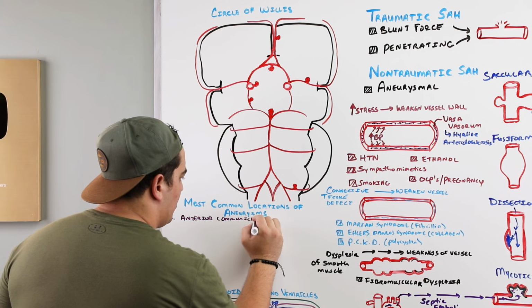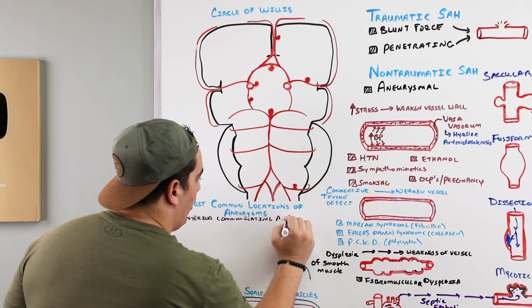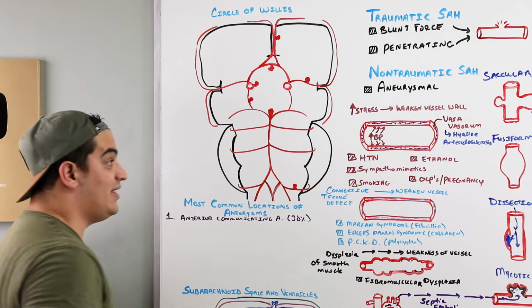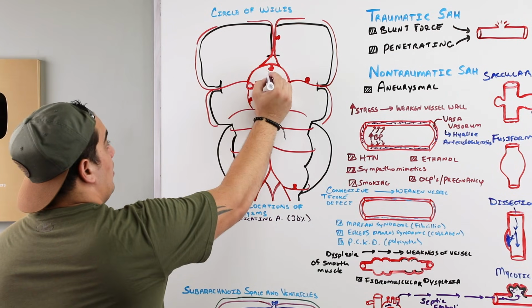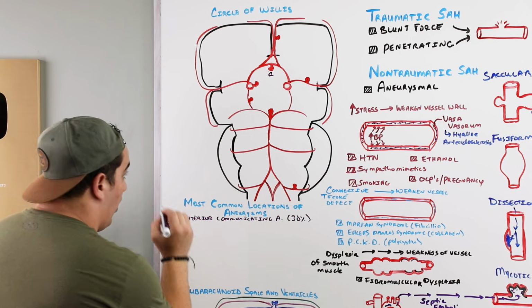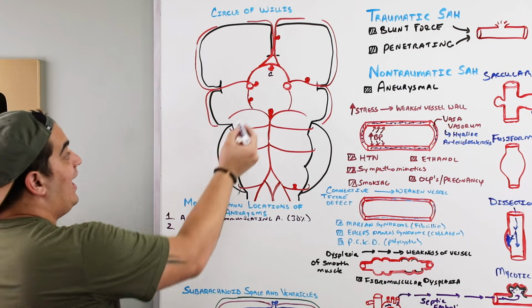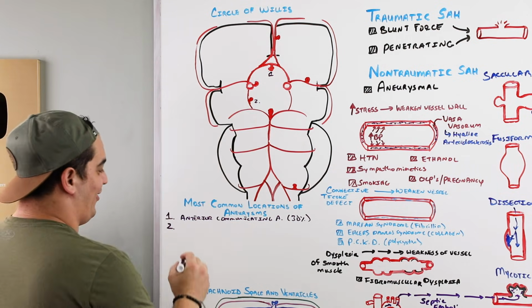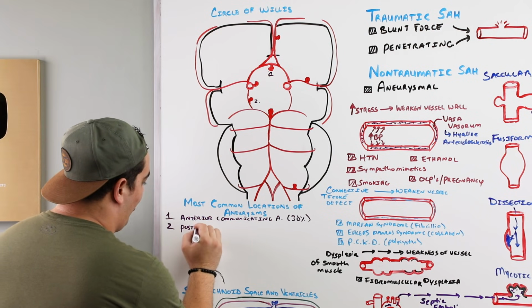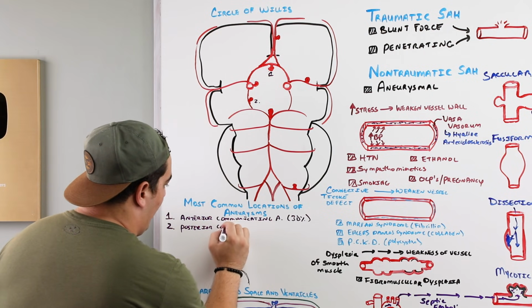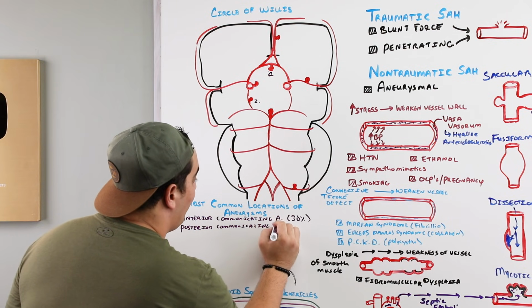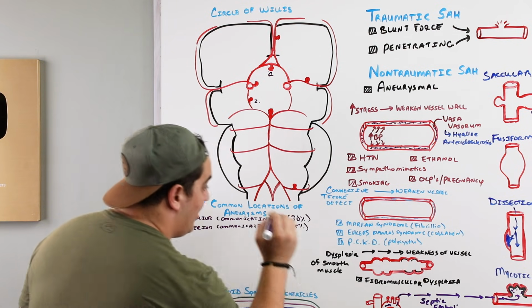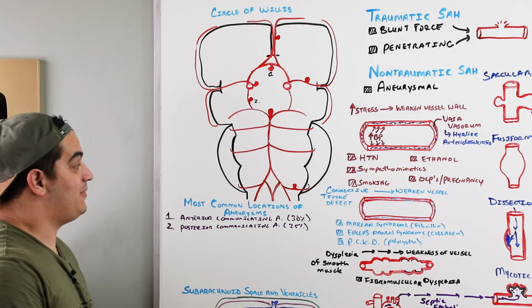This one actually accounts for up to 30% of the saccular aneurysms or Berry aneurysms. So that would be this one, okay? The second one that I want you guys to remember is the posterior communicating artery. The posterior communicating artery is another big one, and this one accounts for approximately 25% of the different types of saccular cerebral aneurysms.